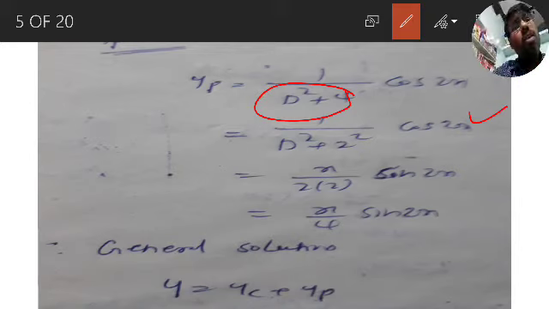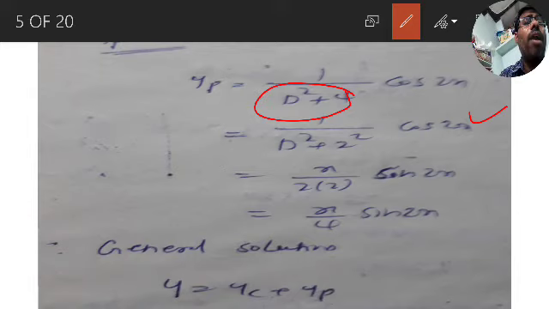Use the formula. Integration of cos is sine. So what is that? x by 2a into sine 2x. What is a? a is 2. That is x by 2 into 2 sine 2x, that is x by 4 sine 2x. So this is my particular solution.